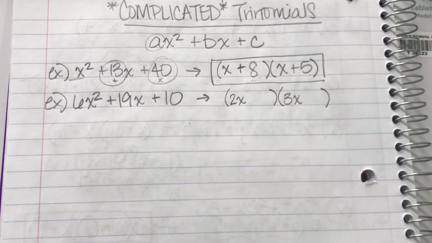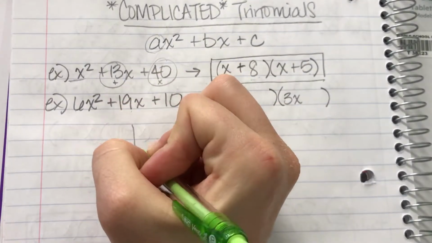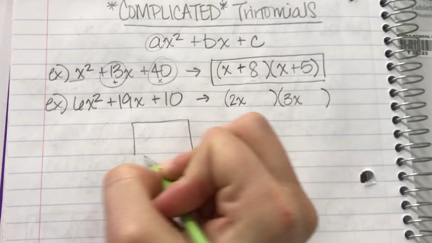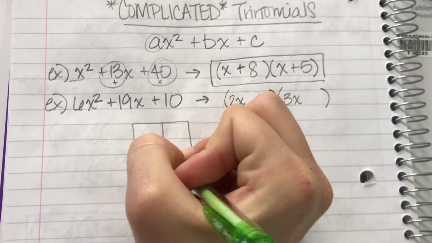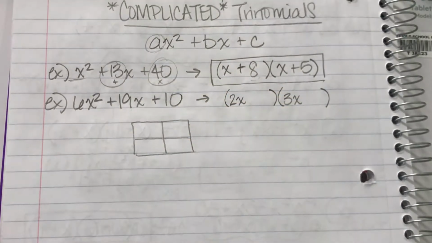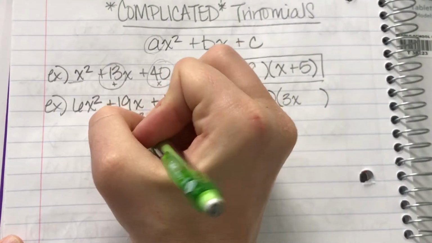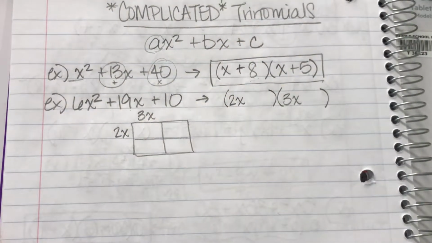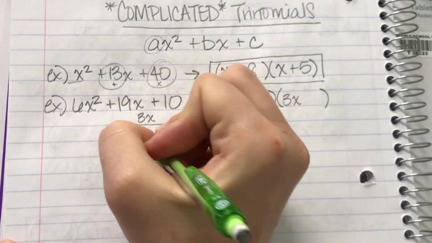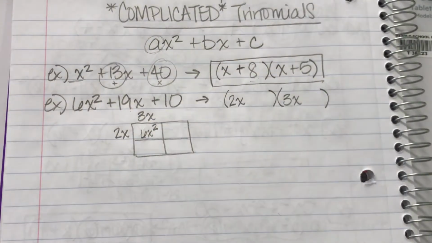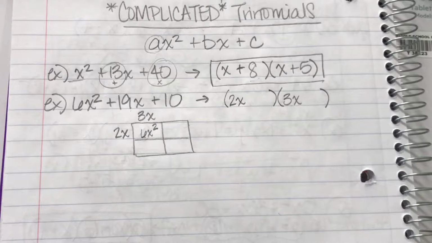Are there any other combinations that might make 6x squared, though? It could be 6x and 1x. But I'm going to stick with 2 and 3. Maybe that's reasonable. And then here's how we're going to basically do this at this point in our lives. We're going to guess and check. So I'm going off a hunch that maybe 2x and 3x will make 6x squared. So maybe that's what my binomials start with.